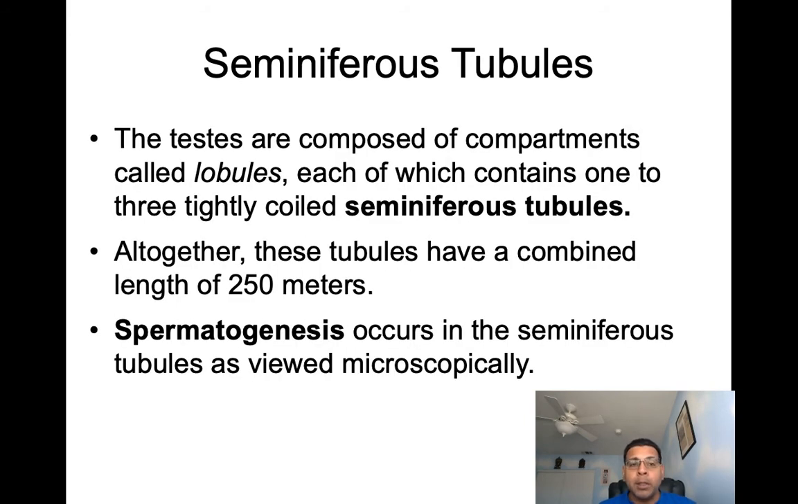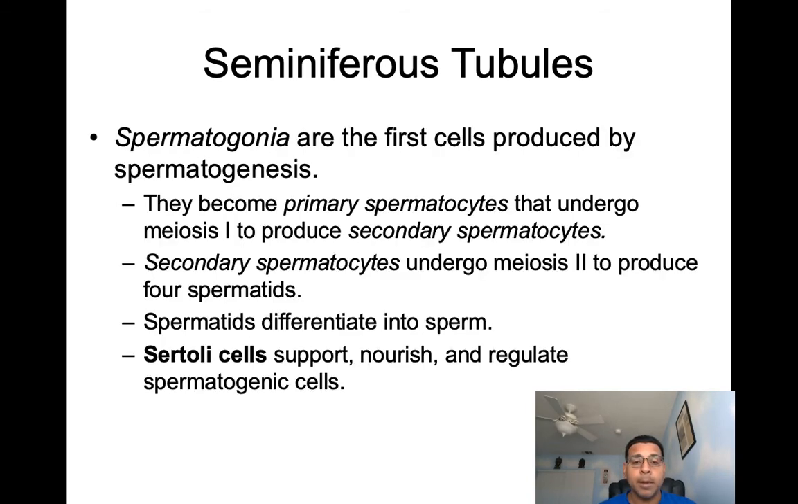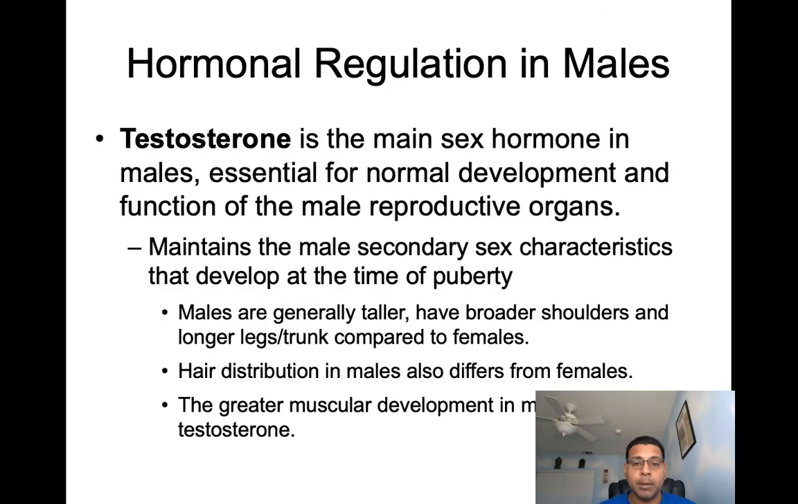Now, when we look inside the testes, we're going to have a whole bunch of tubules. The testes are composed of compartments called lobules. Within each of these lobules, we're going to see 1 to 3 tightly coiled seminiferous tubules. Altogether, these tubules have a combined length of about 250 meters. And then we talk spermatogenesis. Spermatogenesis is going to occur in the seminiferous tubules, as we'll see microscopically, right inside of here.